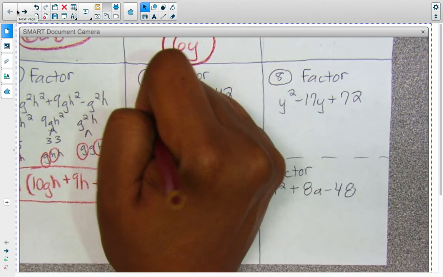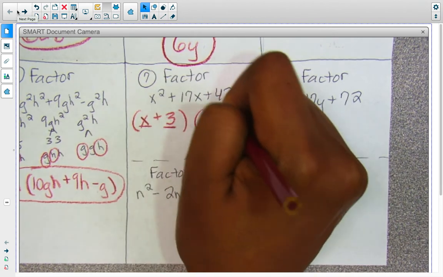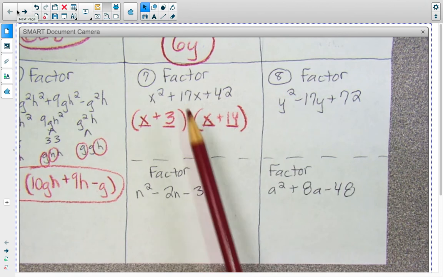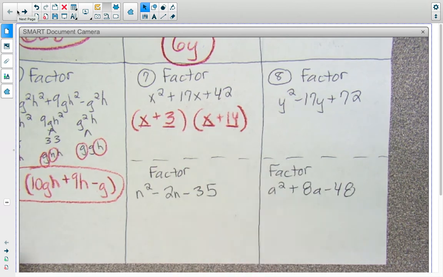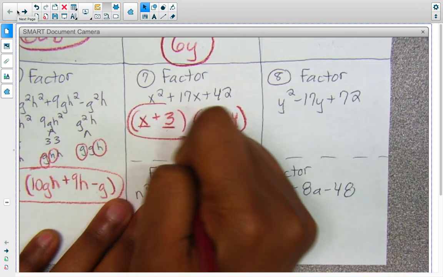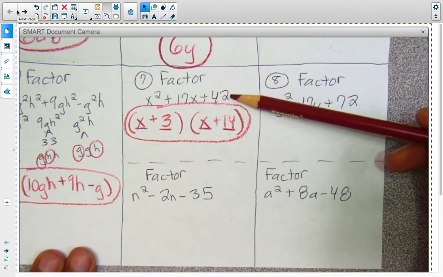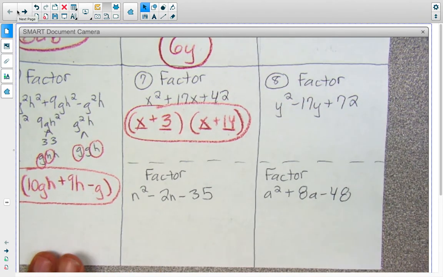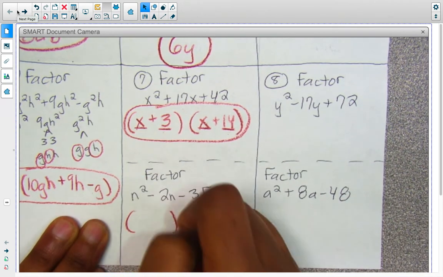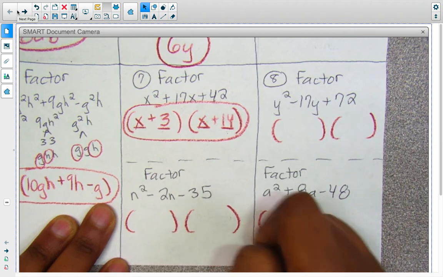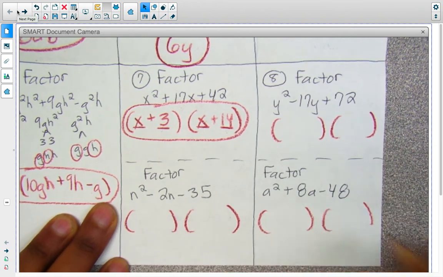So for this particular problem, what are the 2 numbers that multiply to give me 42 and add to give me 17? That is 3 and 14. So this is our answer. It has to multiply to give you the last number, add to give you the number in the middle. And the rest of these are just like that. I just gave us lots and lots of examples to look at.